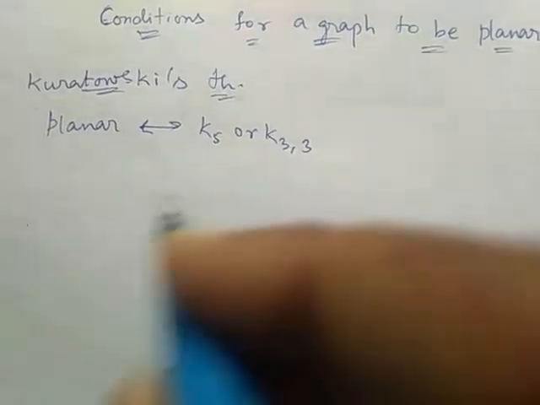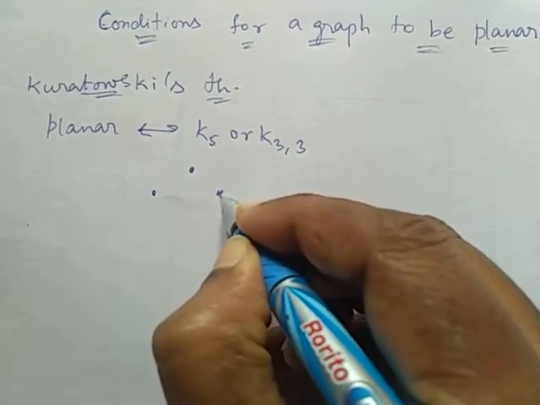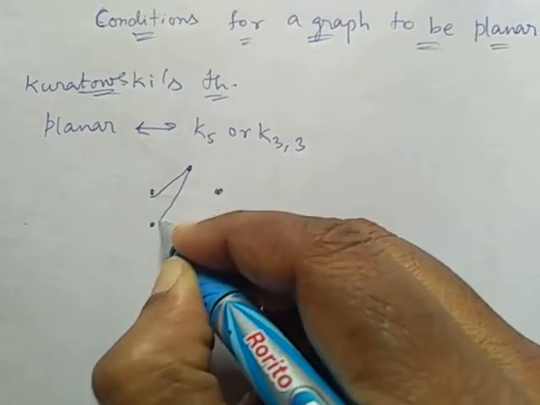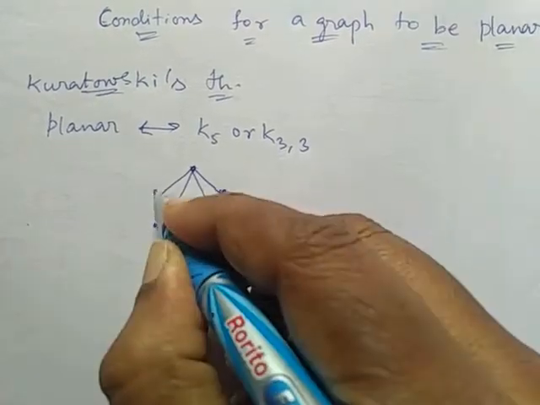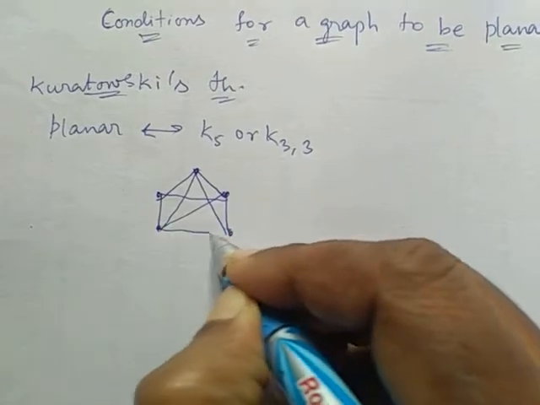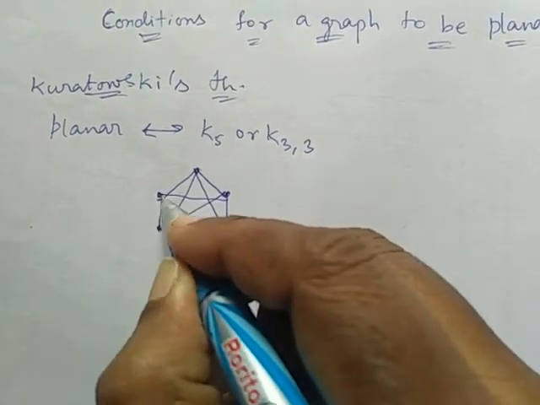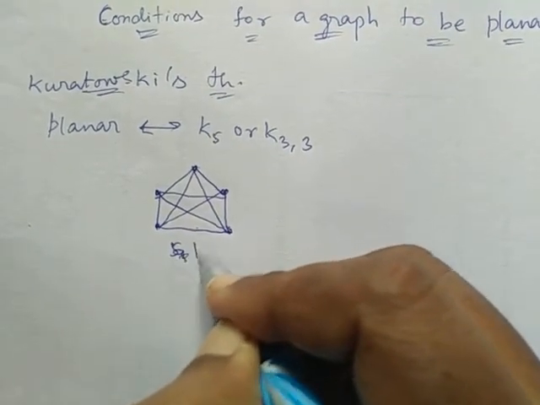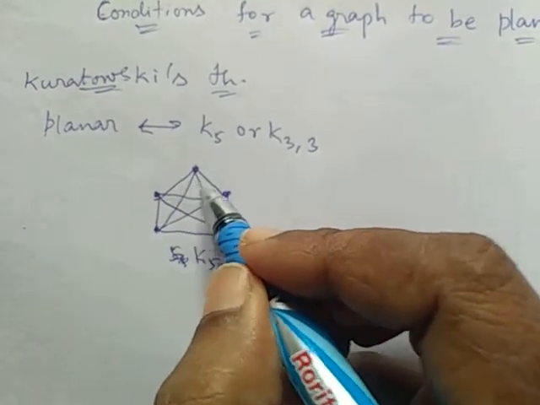So we know what K5 is. K5 has 5 vertices and each vertex is connected to all the other vertices. Similarly, this should be connected to all, and this should be connected to all. This is K5. It has 5 vertices and each vertex is of degree 4.